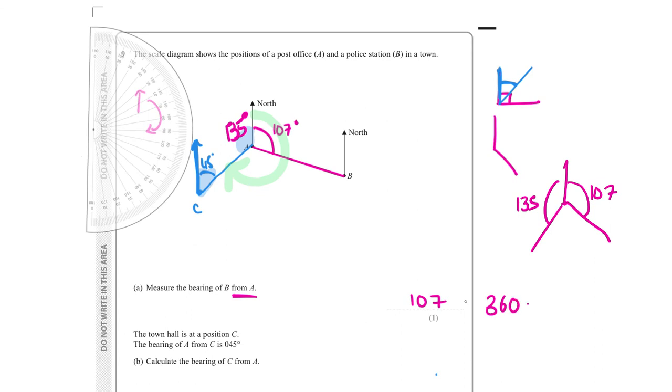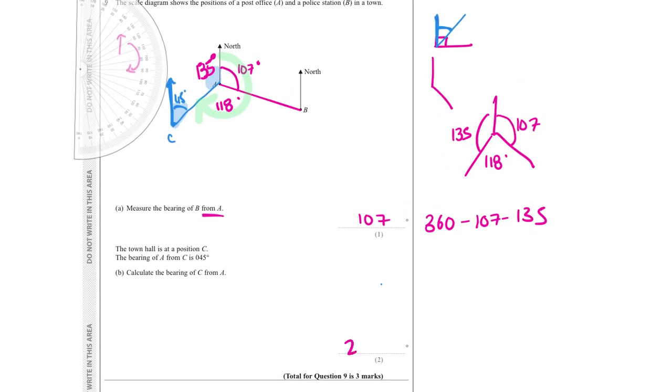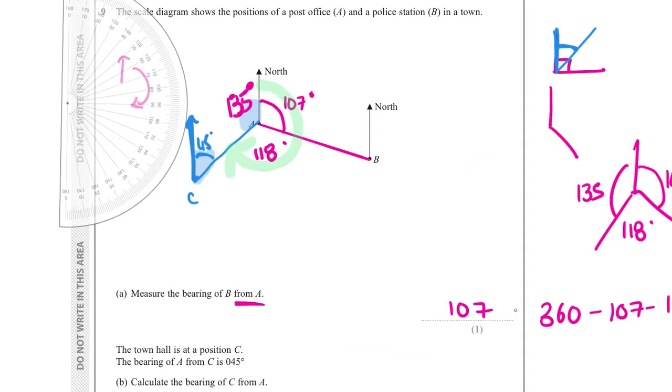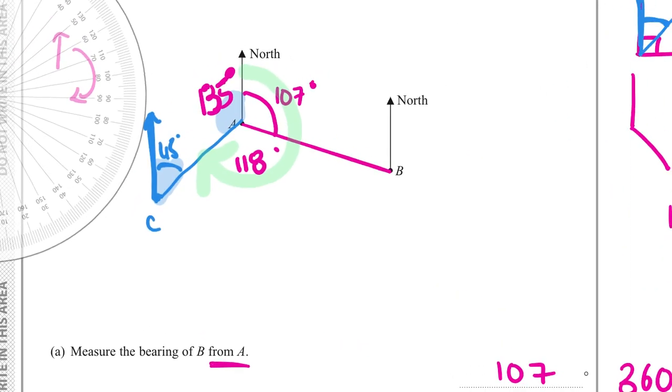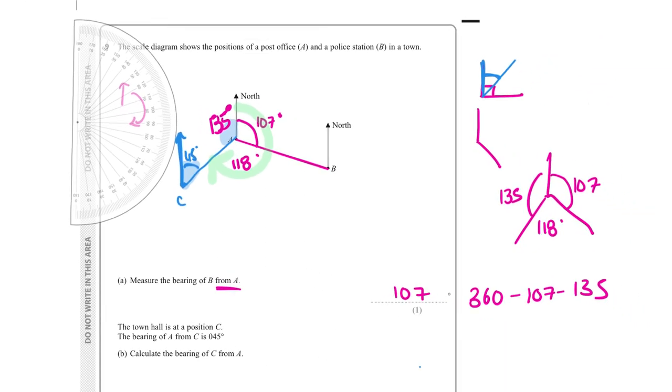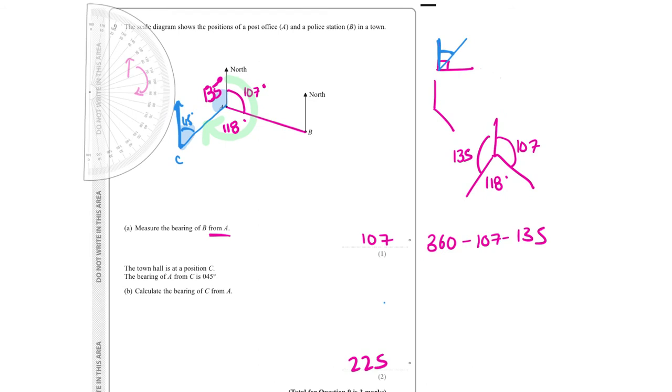So I'm going to do 360 minus 107 minus 135. 118 degrees. So I know that this is 118 degrees, so I can do 118 plus 107, which is 225 degrees. Okay, there's another way we could have done it. We could have just done 360 minus 135. Now, it's completely acceptable whichever way you do it, as long as you get the answer correct. So well done.